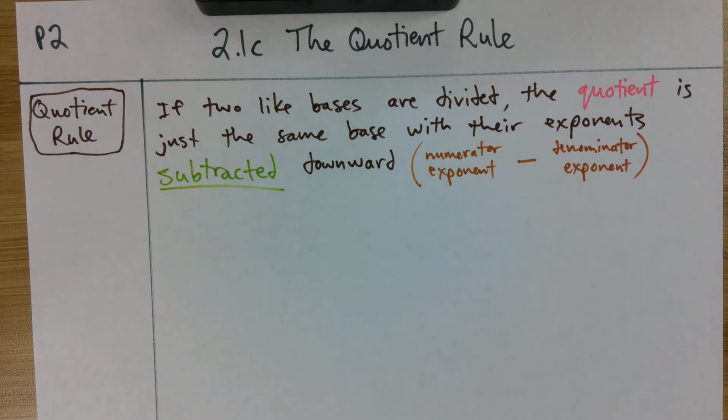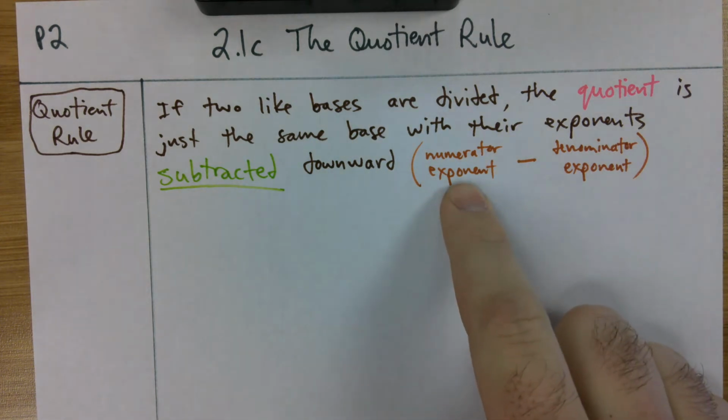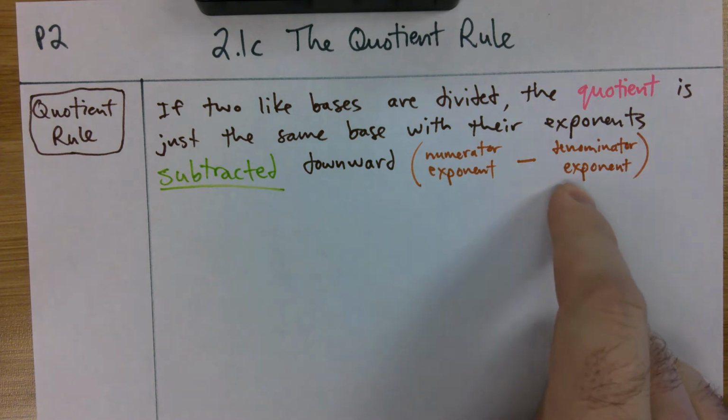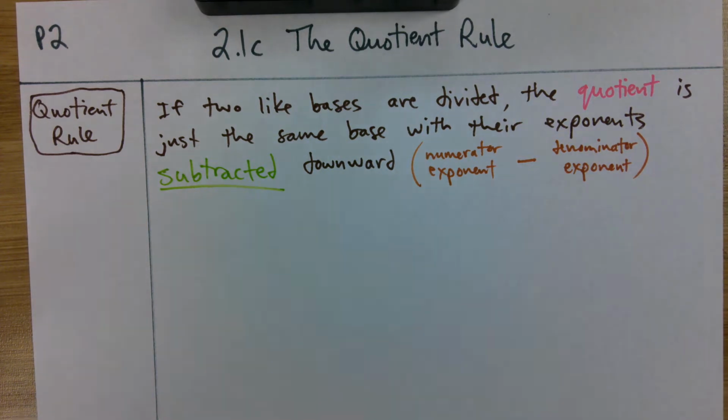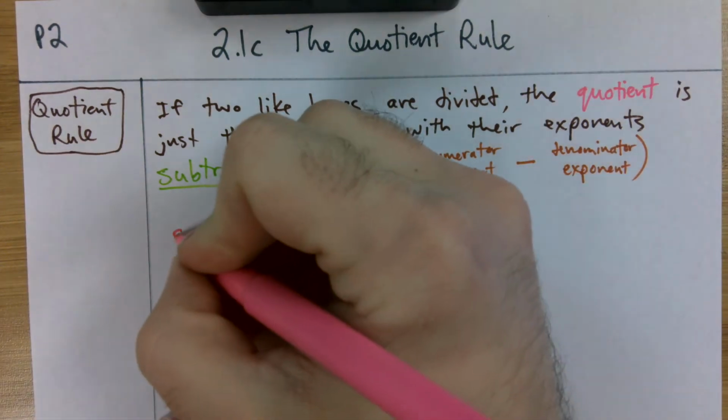All right, so the quotient rule states that if two like bases are being divided, then the quotient is just the same base with their exponents subtracted downward. By subtracted downward, I mean the numerator exponent minus the denominator exponent. Let's see what that looks like real quick.